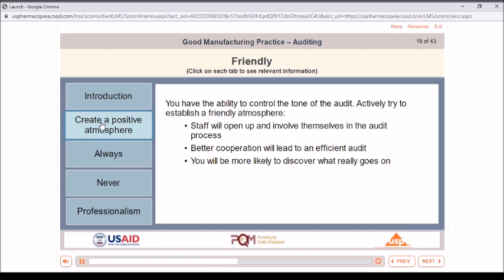Staff will open up and involve themselves in the audit process. Better cooperation will lead to an efficient audit. You will be more likely to discover what really goes on.